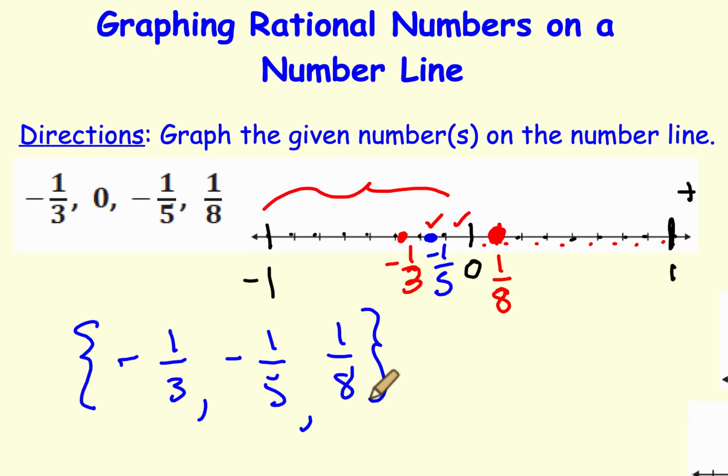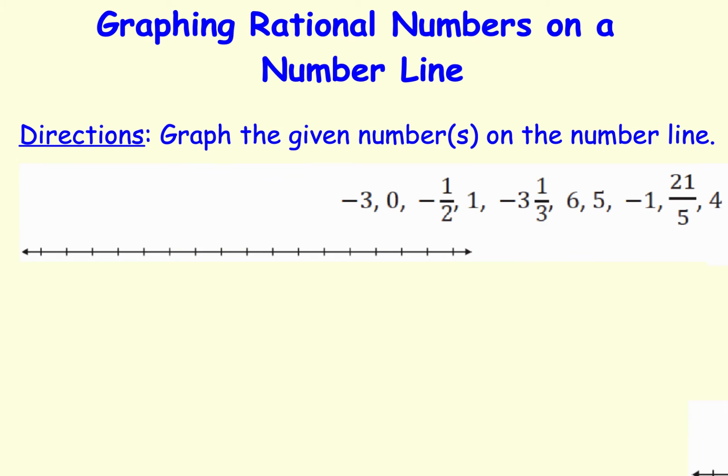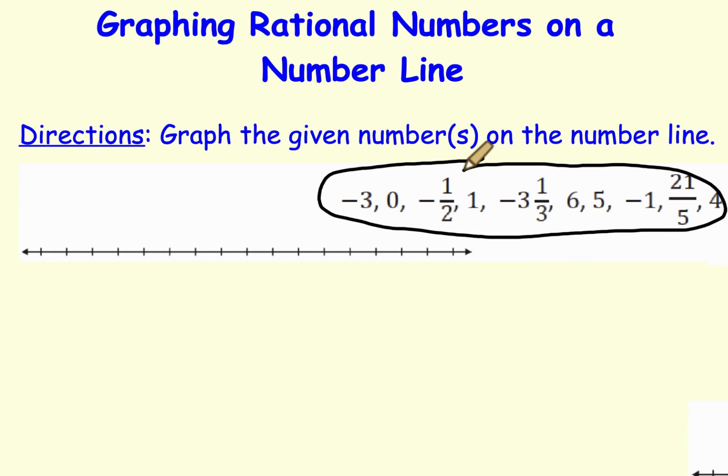Notice that even though 0, negative 1, and 1 are marked on my number line, they don't have points there, they're just locations to help me find these. So here's what I want you to do. I want you to take these numbers and think about which one is the least and which one is the greatest, and how you would go ahead and order this.